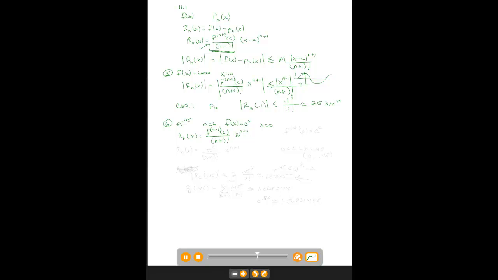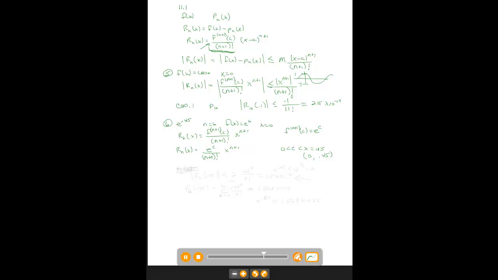Now, if you just keep on taking derivatives, no matter what derivative you take, it's always going to be e to the x. So if I take the n plus 1 derivative at c, it's going to be e to the c. So R sub n is going to be e to the c over n plus 1 factorial, x to the n plus 1. Now our boundary for c is between 0 and x, but x in this case is 0.45. So something between 0 and 0.45.